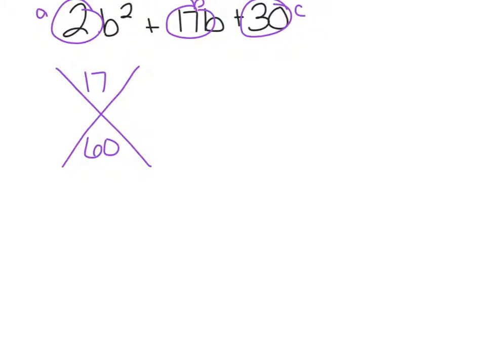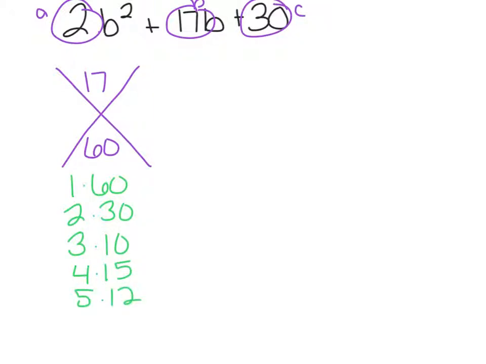Now we start filling in our pairs of factors. Everything's positive, so all of our pairs will be positive. 1 times 60, 2 times 30, 3 times 10. And remember, we're still looking for a pair that will add to 17. 4 times 15, 5 times 12, and that one works. 5 plus 12 is 17. 5 times 12 is 60.